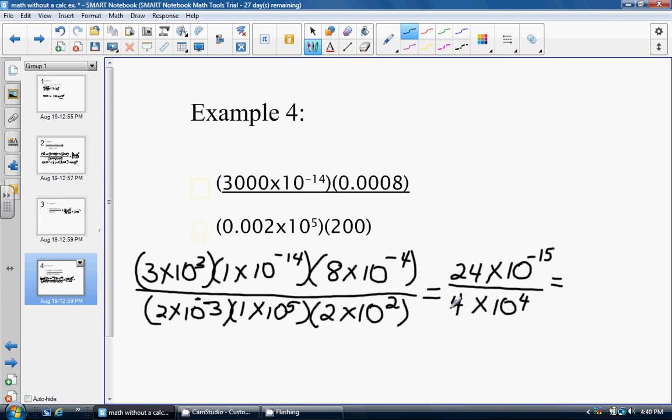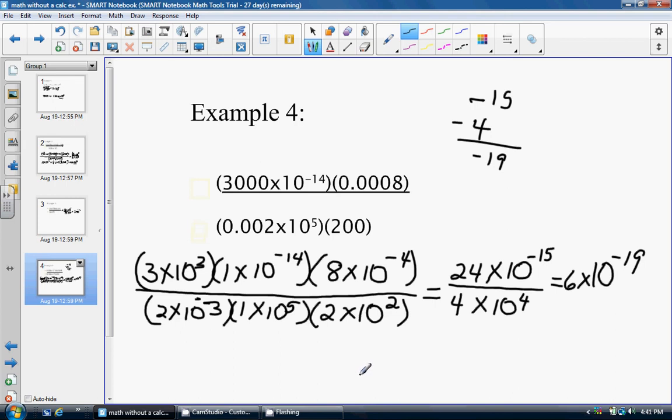Now I have 24 divided by 4, so that's 6. Now I'm dividing powers of 10, so I subtract the exponents. Negative 15 minus negative 4. So I have negative 15 minus positive 4, excuse me. I get negative 19. Gotta read that correctly. Those are the easy mistakes to make. And I get 6 times 10 to the negative 19. And that's exactly what I got when I did it on my calculator also.